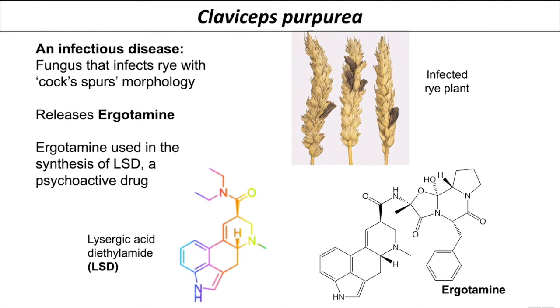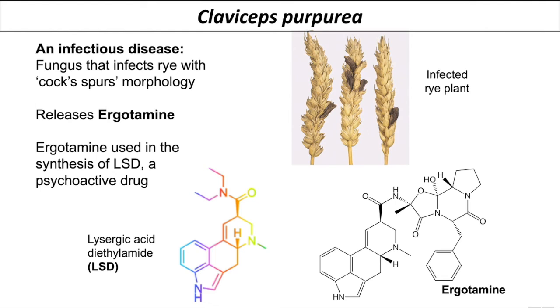In the process of growing, it releases a molecule called ergotamine, and you can see that molecule in the bottom right of the screen. Ergotamine is a fairly complicated looking molecule with several ring structures in it, but there's a smaller molecule called lysergic acid diethylamide, or LSD, which a lot of people have heard of before. And if you look at the structure of LSD, you can see how it relates to the structure of ergotamine.